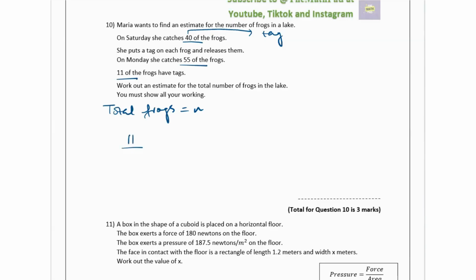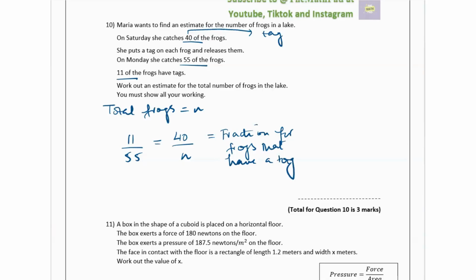So 11 out of 55 should be the same as 40 out of n. Because on Saturday, she caught 40 frogs and she put a tag on all of them. Then on Monday, she got 55 frogs and then she noticed that 11 of them had a tag on them. So this is your fraction for frogs that have a tag, basically.